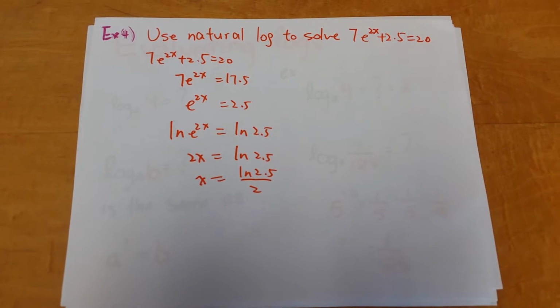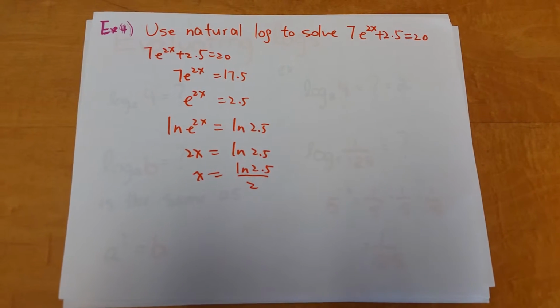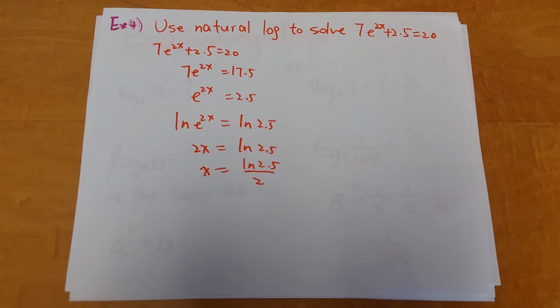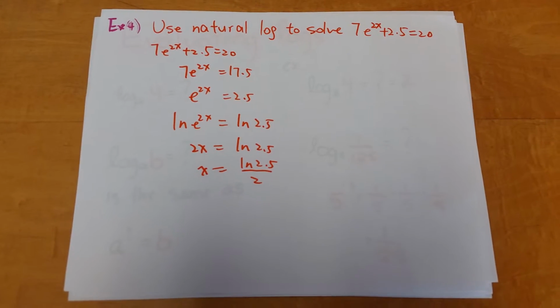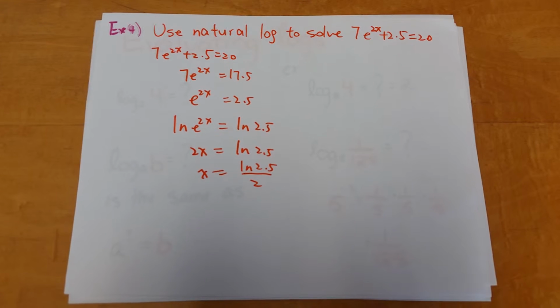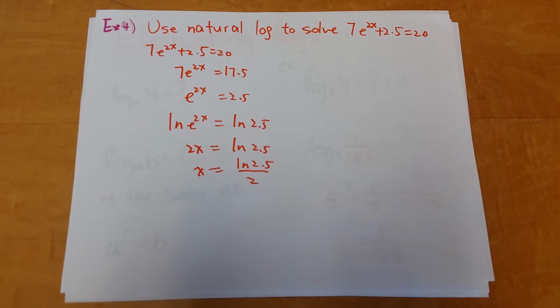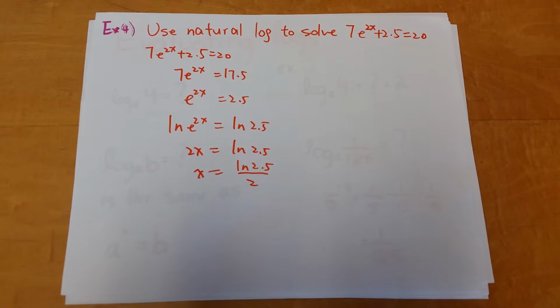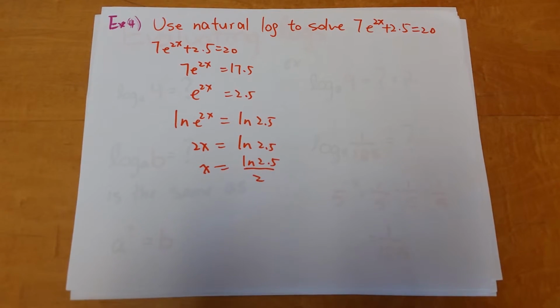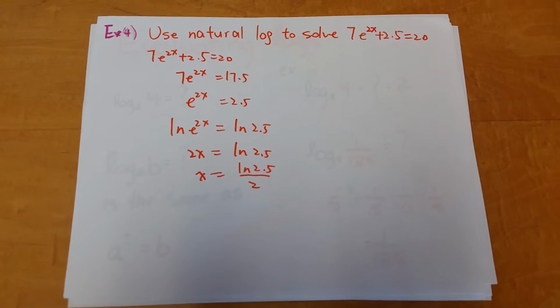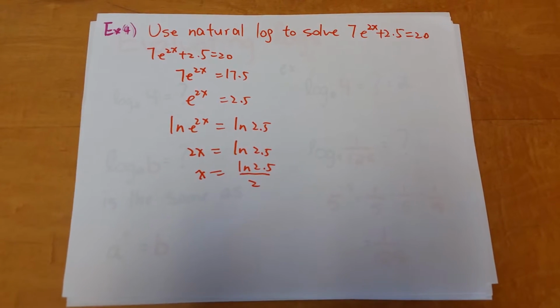Okay, now, this is another example. Use natural logs to solve 7 times e to the power of 2x plus 2.5 equals 20. So, starting out, we, of course, rewrite our statement to be organized. We then subtract 2.5 from both sides. We then divide by 7. And then we can take the natural log of both sides.